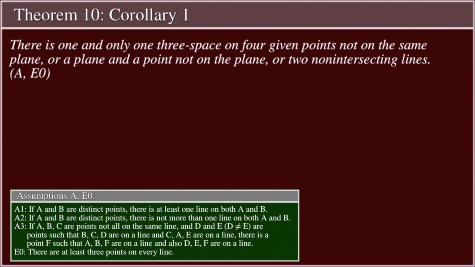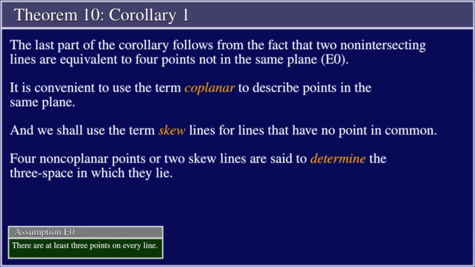Corollary: there is one and only one 3 space on 4 given points not on the same plane, or a plane and a point not on the plane, or 2 non-intersecting lines, by assumptions A and E0. The last part of the corollary follows from the fact that 2 non-intersecting lines are equivalent to 4 points not on the same plane, assumption E0.